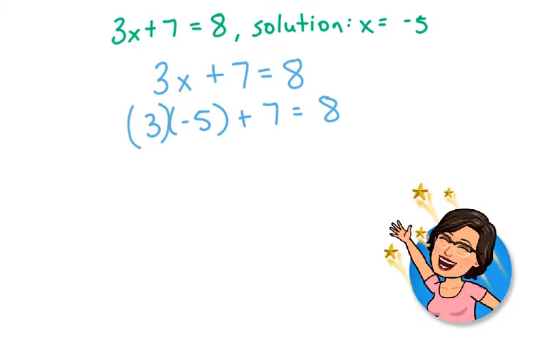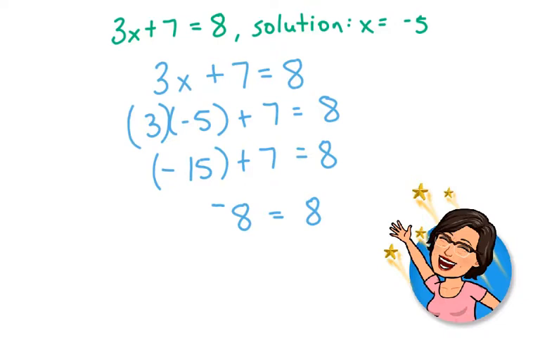Well, a negative and a positive are always going to be a negative, so we got a negative. 3 times 5 is 15, so -15 plus 7 equals 8. Now we're adding a negative and a positive, and when we add a negative and positive, really we subtract. 15 minus 7 is 8. 15 is the bigger number. Keep your negative sign. And does -8 equal 8?